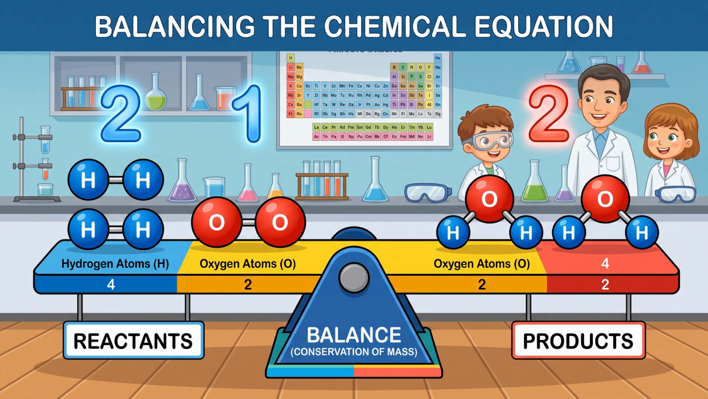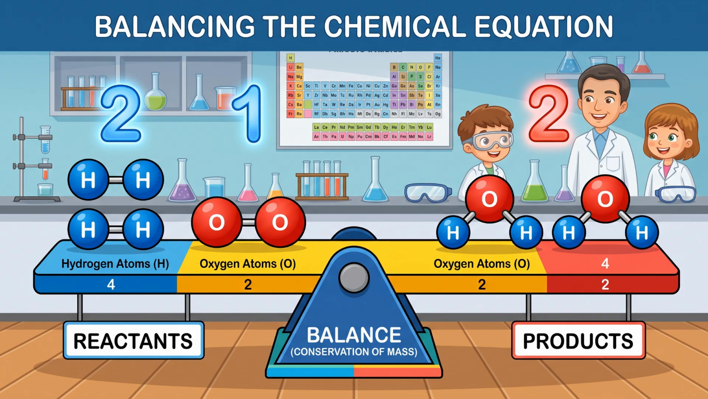The golden rule: conservation of mass. Look at the very center of the seesaw, right on the blue fulcrum. It says balance, conservation of mass. This is the absolute golden rule of chemistry. The law of conservation of mass states that matter cannot be magically created out of thin air, nor can it be destroyed. Every single atom that goes into a chemical reaction must come out on the other side. They just rearrange themselves to form something new.